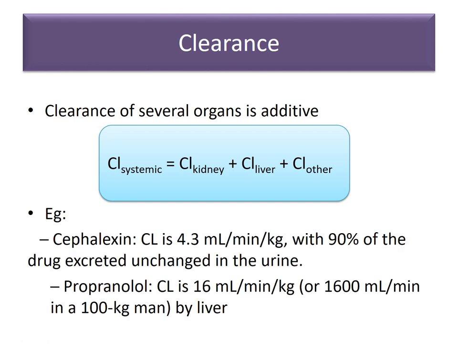Example, cephalexin, the clearance is 4.3 ml per minute per kg with 90% of the drug excreted unchanged in urine. Propranolol, it is 6 ml per minute per kg, and it is mainly by the liver. So the rest is done by some other organs.